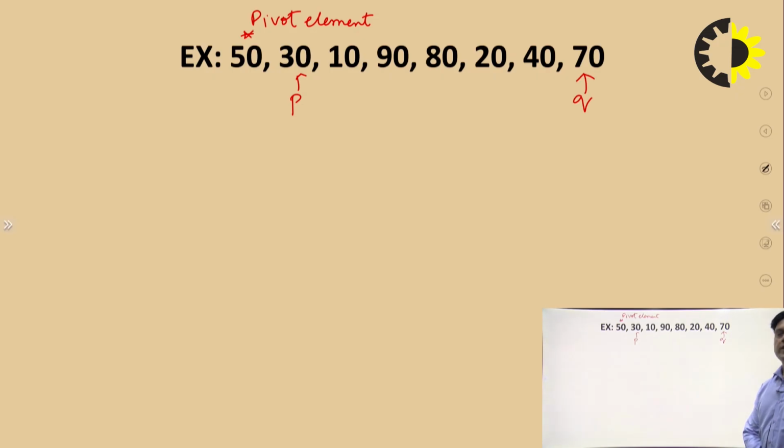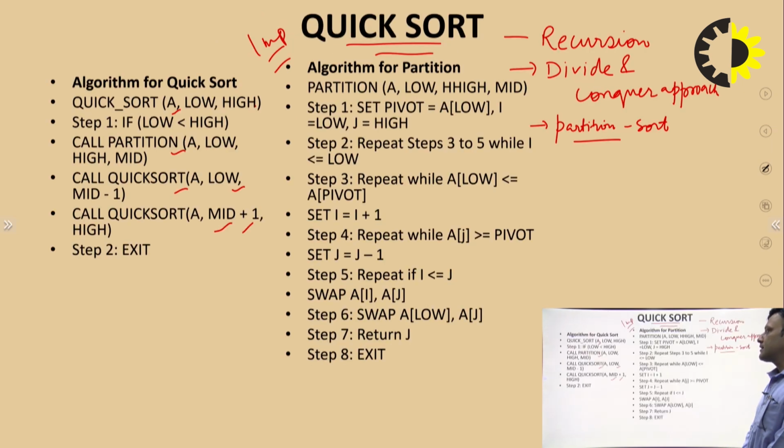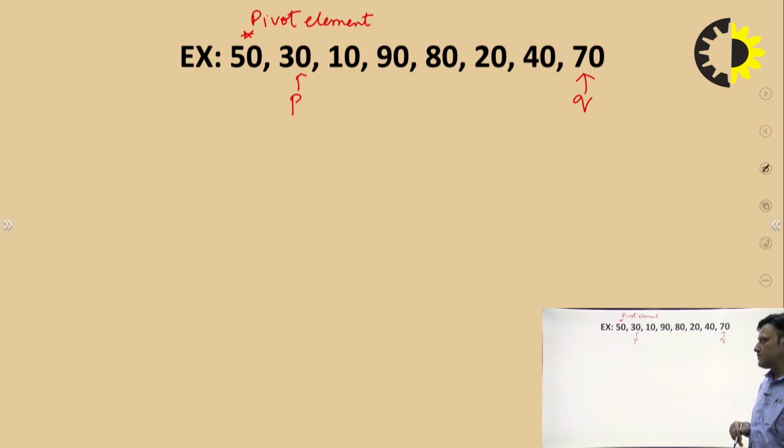We have initialized two variables also, right? So we will compare the values at P and Q with 50. Firstly, the first element, A[low], will be assigned as the pivot element, right? I is equal to low, J is equal to high. Then we will repeat steps 3 to 5 while I is less than or equal to high. For example, in place of I and J, I have taken P and Q, not an issue. So we will repeat while I is less than high. Let me show you here.